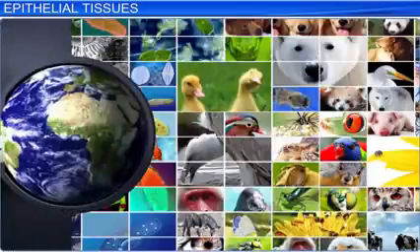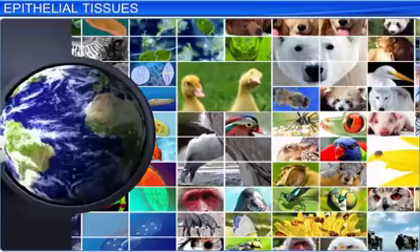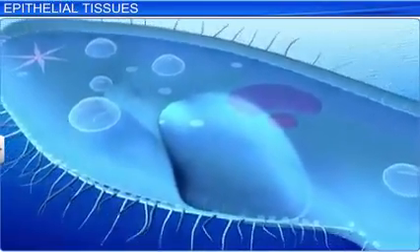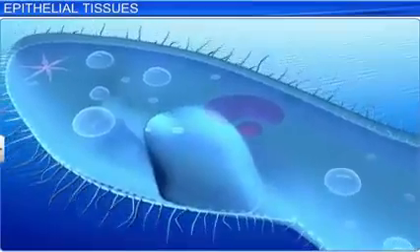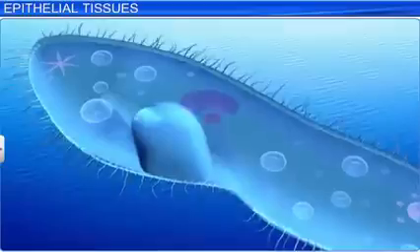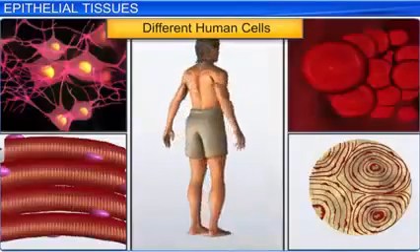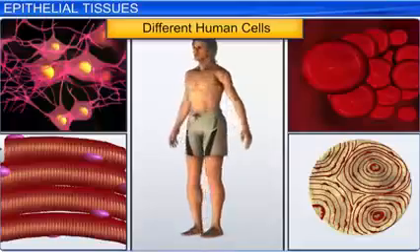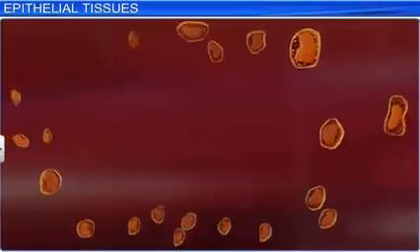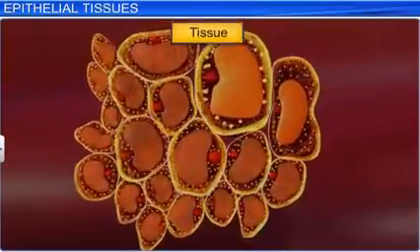We have an array of animals on our planet, ranging from unicellular to multicellular. In unicellular organisms, a single cell carries out all the body functions such as digestion, respiration, and reproduction. However, in multicellular organisms, different cells perform different functions. A group of similar cells that performs a specific function is called a tissue.